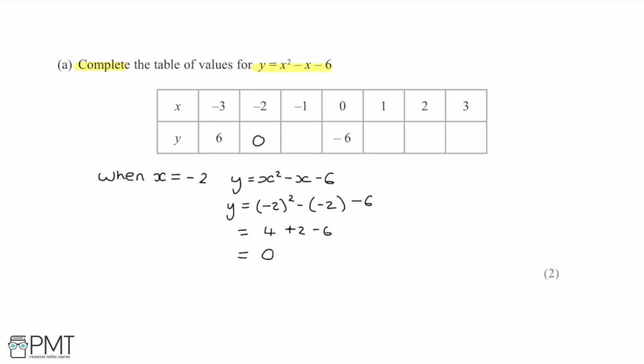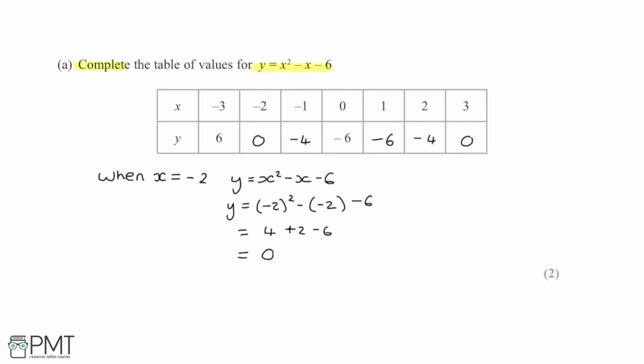Similarly, I can do the same for -1. -1 squared is 1, minus -1 is 1 plus 1, so 2. 2 minus 6 gives us -4. Moving on to when x is 1: 1 squared is 1, subtract 1 is 0, subtract 6 is -6. For 2, we have 2 squared, which is 4, subtract 2 gives us 2, subtract 6 gives us -4. And finally, 3 squared is 9, subtract 3 gives us 6, subtract 6 gives us 0.